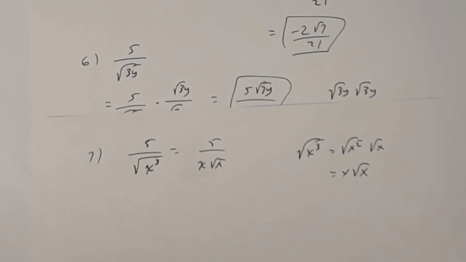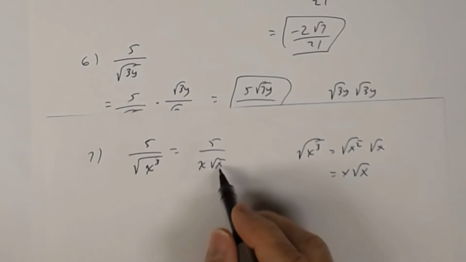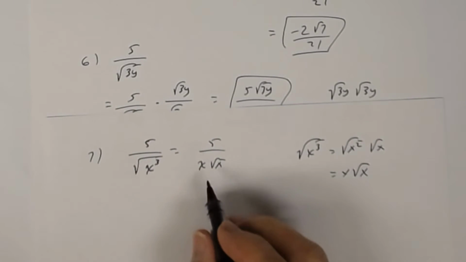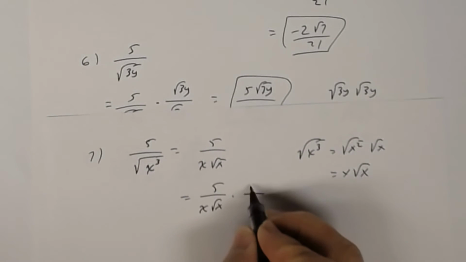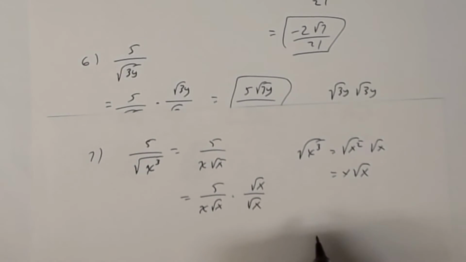Okay. And so now, remember, you see that square root of x, right? So let's go ahead and multiply both numerator and denominator by the square root of x. Don't do x times the square root of x, just do the square root of x. Just do that. So 5 divided by x times the square root of x, and you can multiply both numerator and denominator by the square root of x.